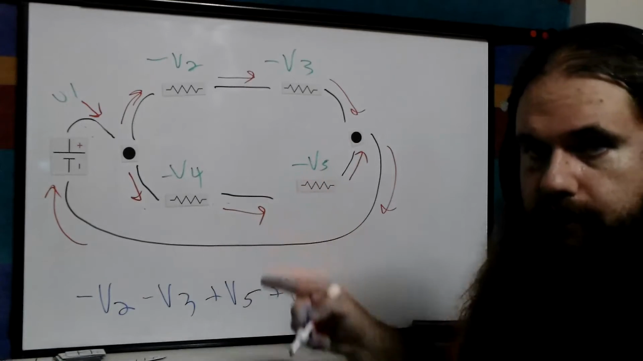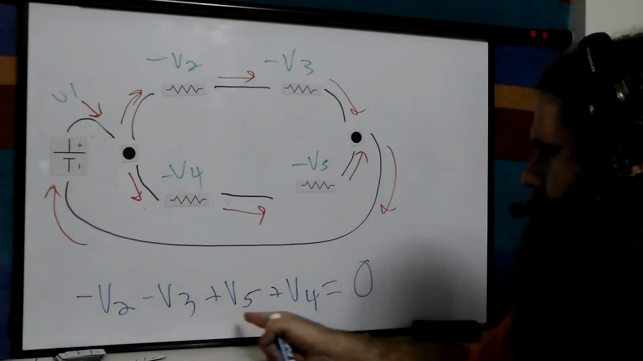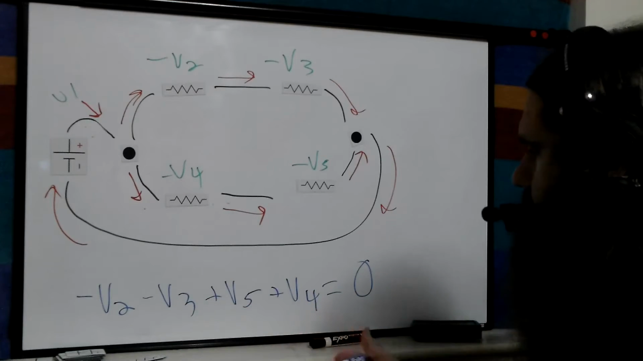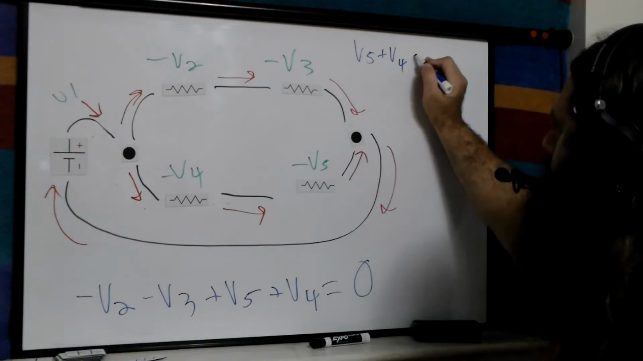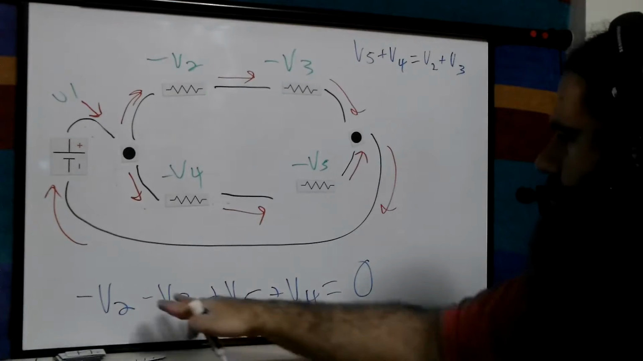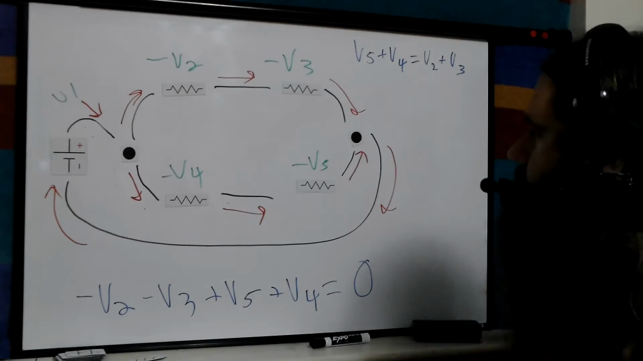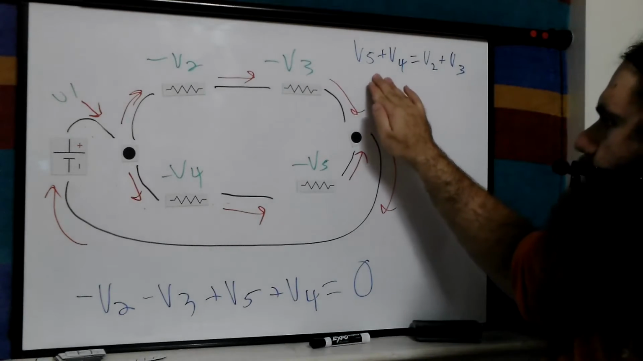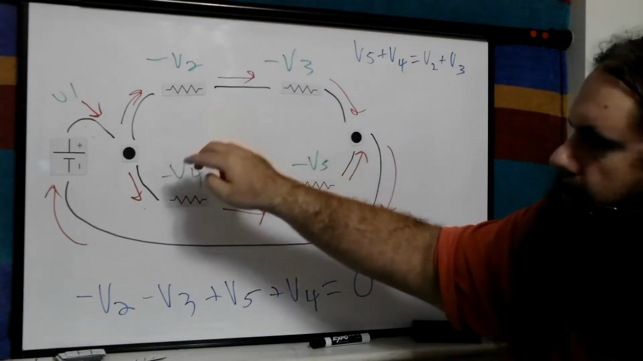We could go around, we could do whatever we want. That's good enough. Equals 0. So we have two negatives and two positives. Just move the V2 and V3 over. What do we get? V5 plus V4 equals V2 plus V3. I just moved those over to where the 0 is. Does that make sense? It sure does. V5 plus V4 is this. V2 plus V3 is this.